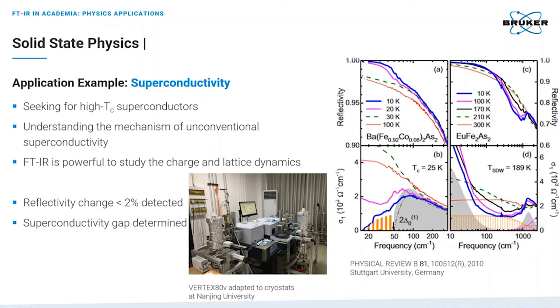The absolute reflectivity of superconducting materials can be measured with ultra-high precision in a very broad spectral range from 8 to 50,000 wave numbers. Well, this is around 1 millielectron volt to 6.5 electron volt, at different temperatures, from room temperature down to liquid helium temperature, using a VERTEX spectrometer. Well, in the example, measurement data achieved at the University of Stuttgart, shown on the right side, the reflectivity of the sample has been measured at different temperatures. At a temperature lower than the critical temperature, a clear increase of the reflectivity can be recorded. And this minimal reflectivity variation of less than 2% showed the transition to superconduction. And here the superconductivity gap can then be determined to be smaller than 100 wave numbers.